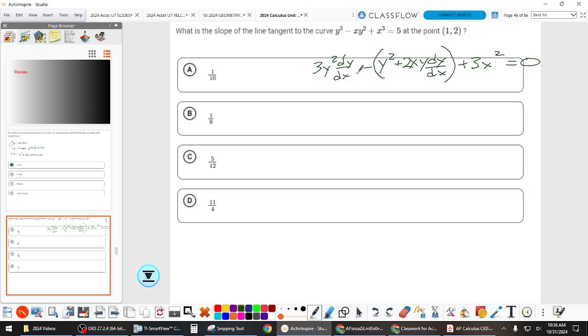So 3y squared dy dx minus this whole thing, which is y squared times 1, plus the 2y with an x dy dx, plus 3x squared. Any issues with that you guys see? No. Did I have that as a minus? That might have been it. I don't know, I'll just do it again.